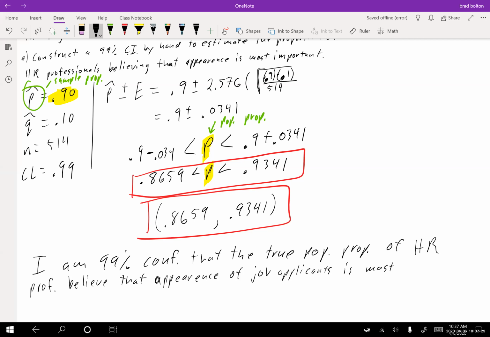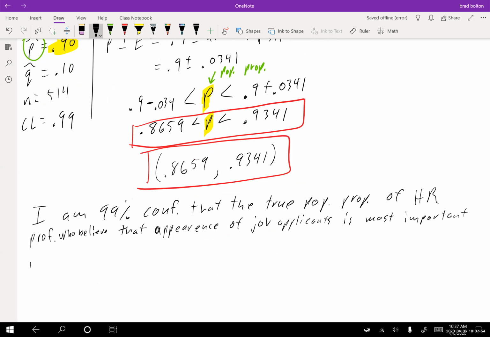So I am 99% confident that the true population of HR professionals who believe that appearance of job applicants is most important is between, and then you could state 0.8659 and 0.9341, and you could convert them to percents if you want as well.